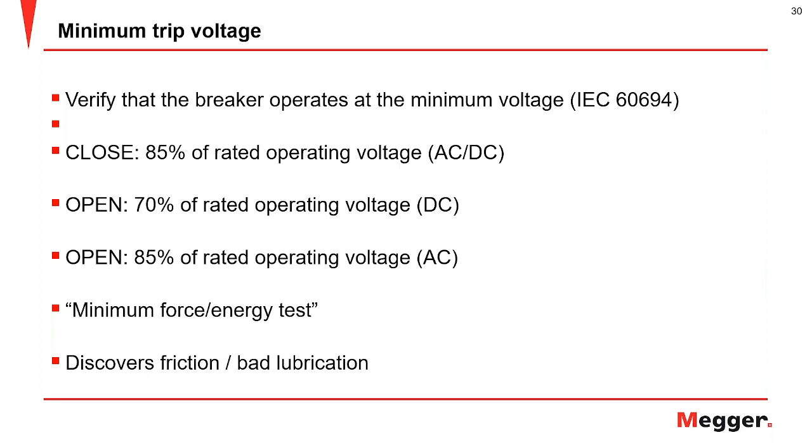So you need to perform close open operations with closing at least 85% of the rated operating voltage of the trip coils. Closing coils, of course, and to perform an open test trip with at least 70% of the rated operating voltage. For AC, the percentage is 85%.